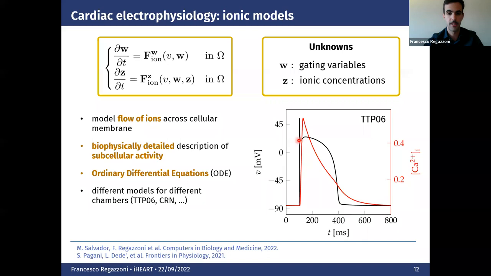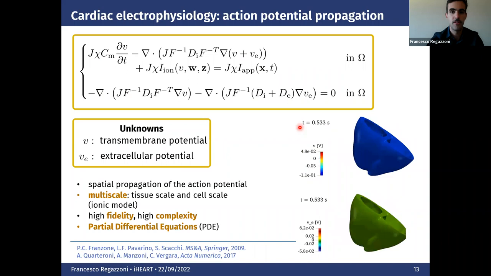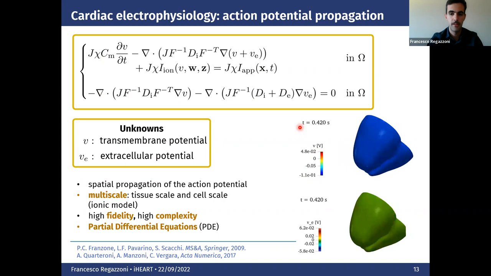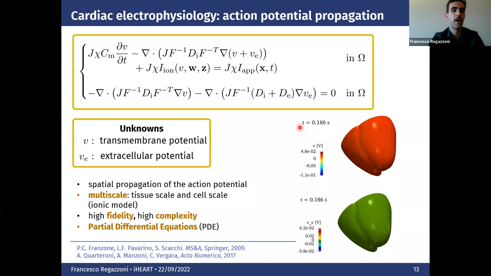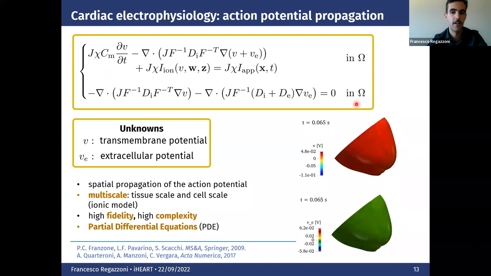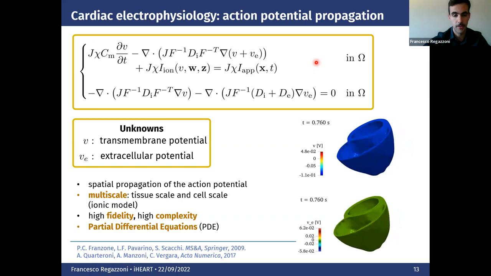Then we have models that describe the propagation of this electrical signal. The trigger, that is an electrical signal, propagates in the whole heart. And this is described by, instead, partial differential equations. Partial differential equations are a class of equations that involve the derivative not only with respect to time, but also with respect to other variables. So in this case, with respect to space.